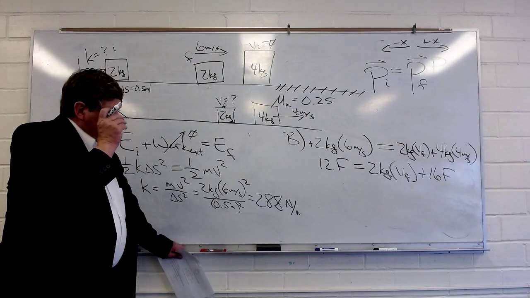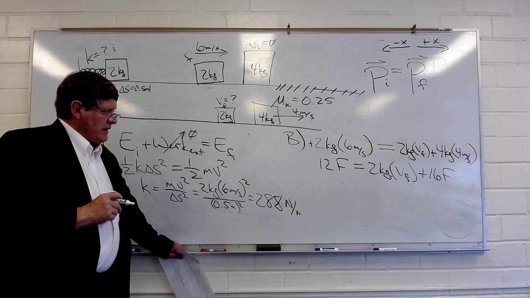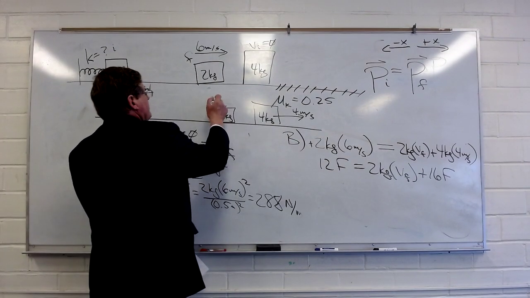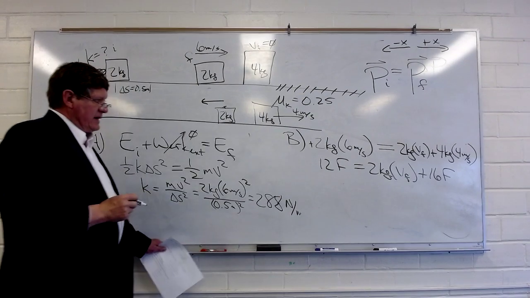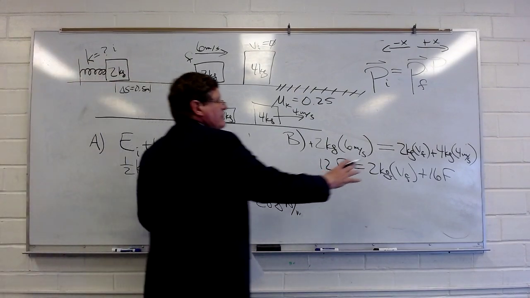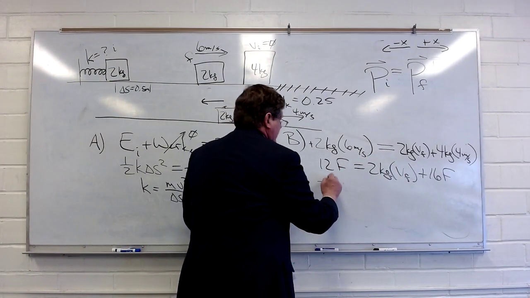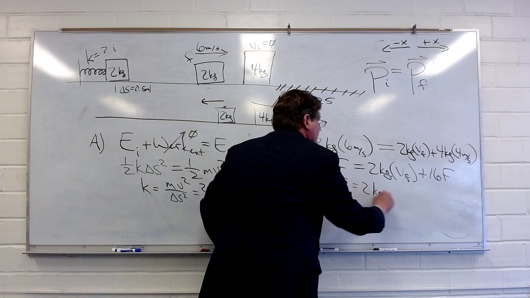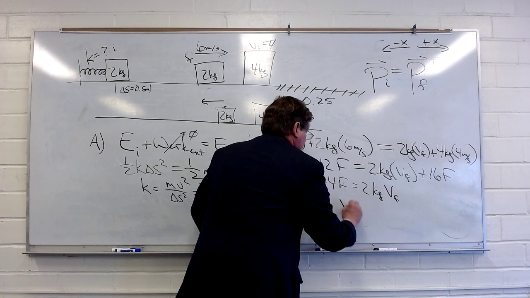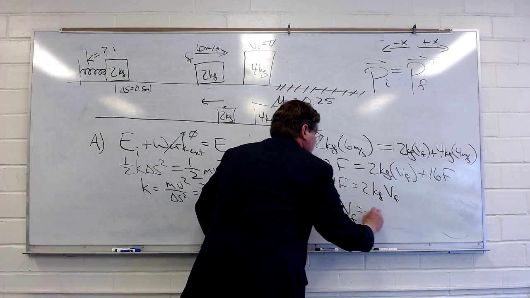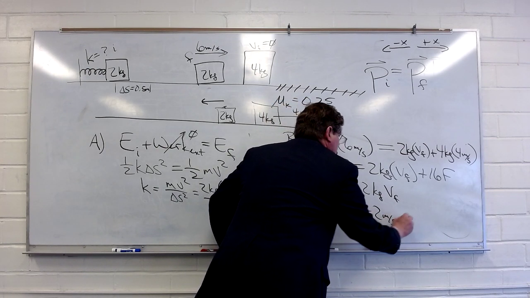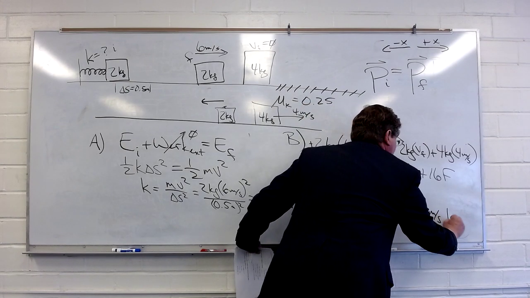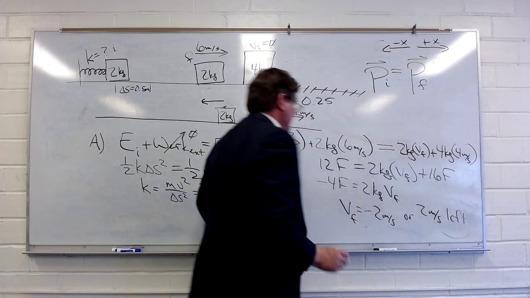Whoa, well, both sides have to add up to 12, so that means this little block must be moving to the left. I'm going to get a negative answer here. If I subtract 16 from both sides, I get negative 4 is equal to 2 kilograms times V final, and that gives me V final is equal to negative 2 meters per second, or 2 meters per second left. Okay?